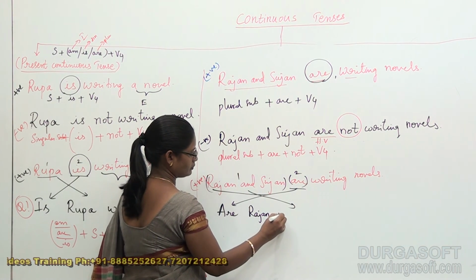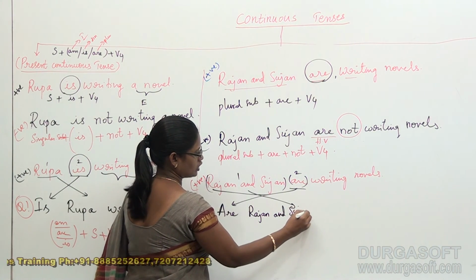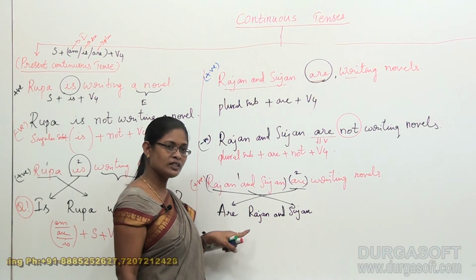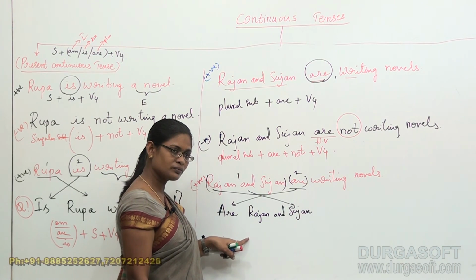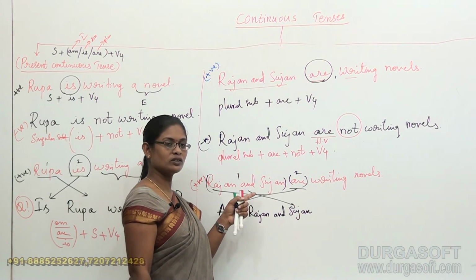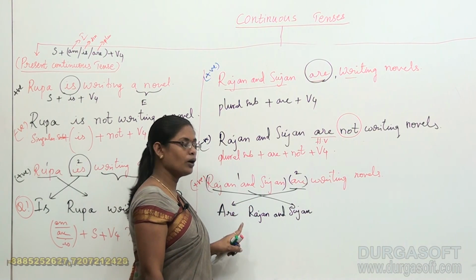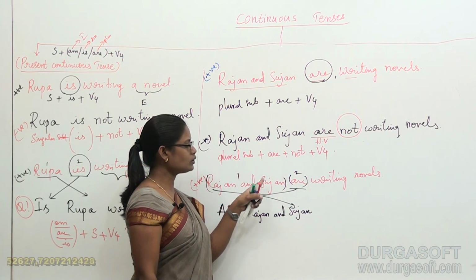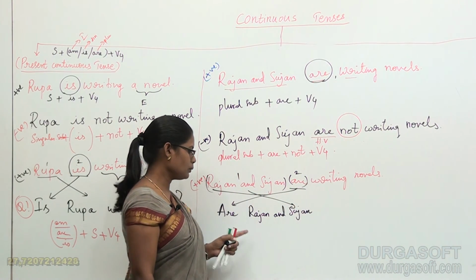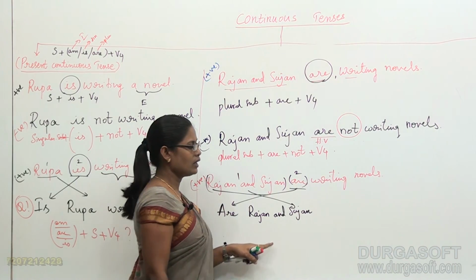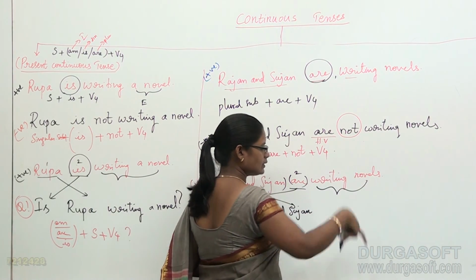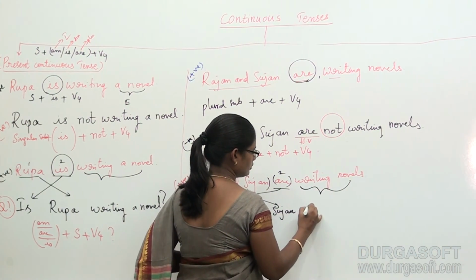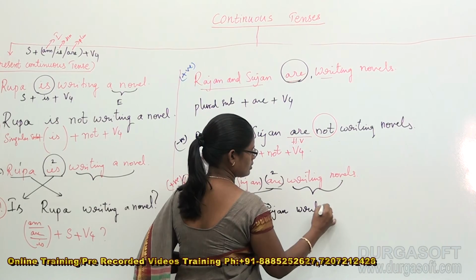Are Rajan and Sujan. How did you get this, Are Rajan and Sujan? After exchanging the places of these two particular words, you got this. So Rajan and Sujan are gets converted into Are Rajan and Sujan, and the remaining part of the sentence, as it is, has to be copied down. Are Rajan and Sujan writing novels?